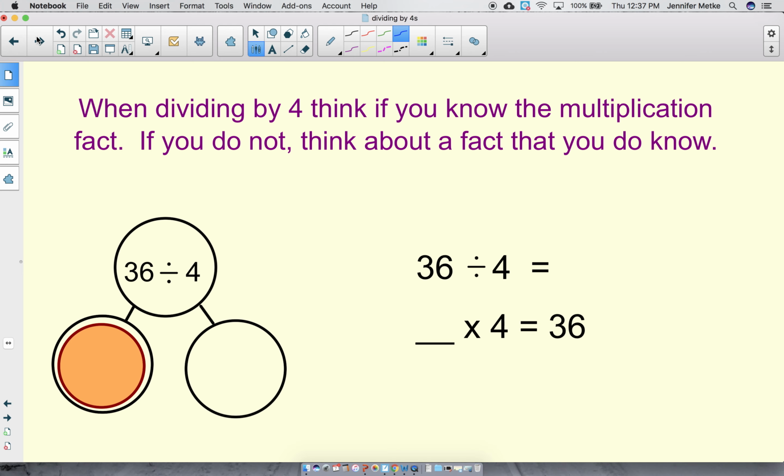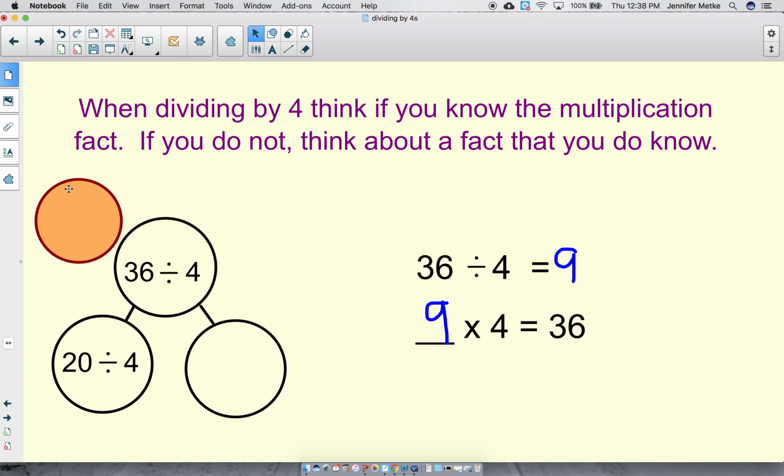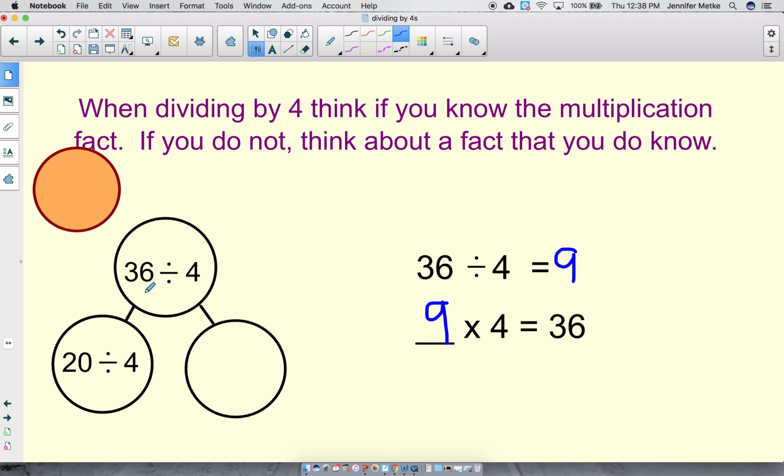So when dividing by 4, first you want to think about, do I know the multiplication fact? And if you don't, you're going to use a fact you do know. So here's another example to review that. 36 divided by 4, I'm going to think what number times 4 is 36. So if I know my multiplication facts and I know that's 9, I know that the answer is 9. But let's pretend I don't remember. So again, I told you I really like to use those 5 facts. So I'm going to think, well, I don't know 36 divided by 4, but I do know 20 divided by 4. And 20 divided by 4 is 5.